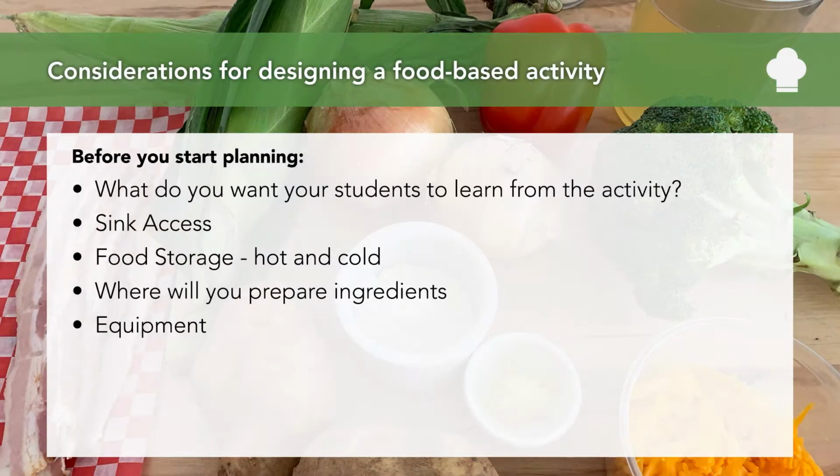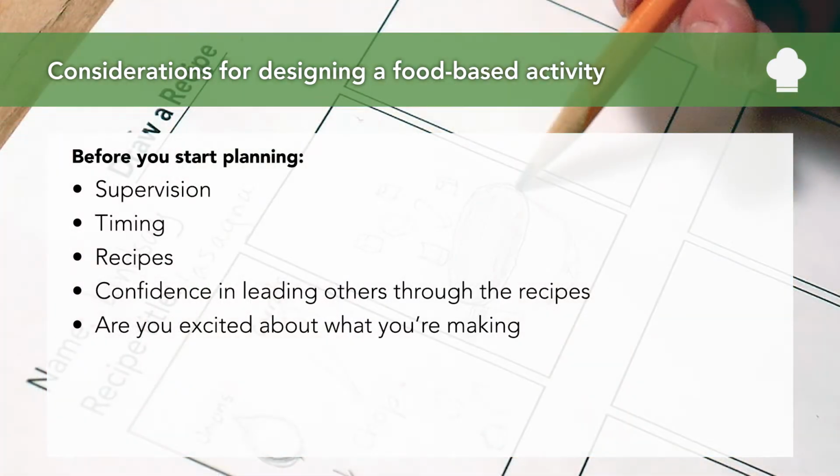Some questions to ask yourself before you start planning. What do you want your students to learn from the activity? Do you have access to a sink where children can easily wash their hands before and throughout the activity? Can you wash dishes there as well, or do you need a separate sink? Where will you store food that needs to be kept cold or hot? And how far is it from where the activity will be taking place? Where can you prepare any ingredients before the session? Do you have the right equipment and the right amount of equipment for the activity? Do you have enough adult support for adequate supervision? How much time do you have, and what happens if things go longer than planned?